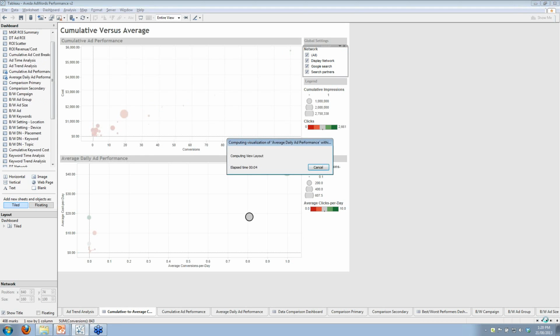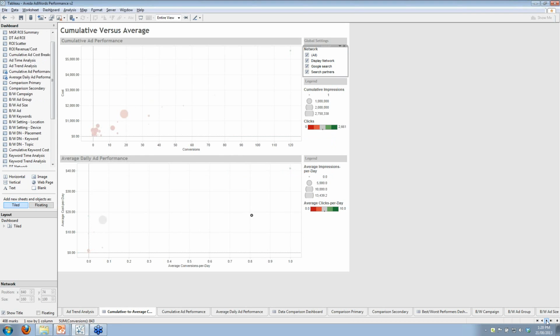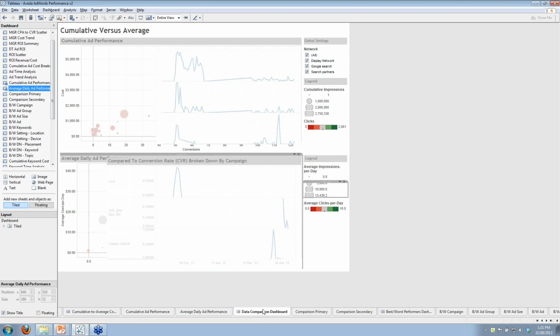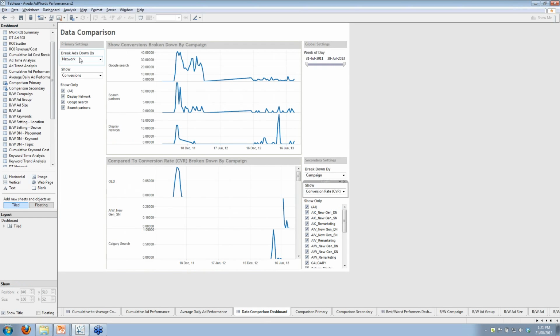Another thing you're going to want to do sometimes is either a drill down or a contribution-to comparison when it comes to AdWords. For example, let's take a look over here at our data comparison dashboard. In this case, we take a primary set of data and compare that to another set of data. You'll see we have primary settings over here. What we're showing is conversions by network across all 3 of these networks.